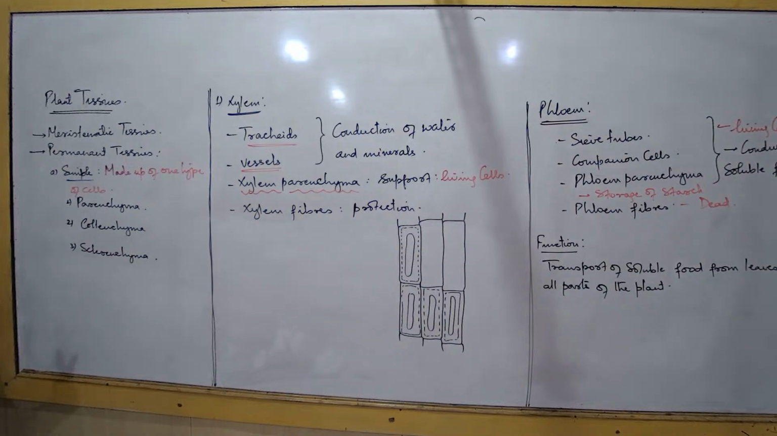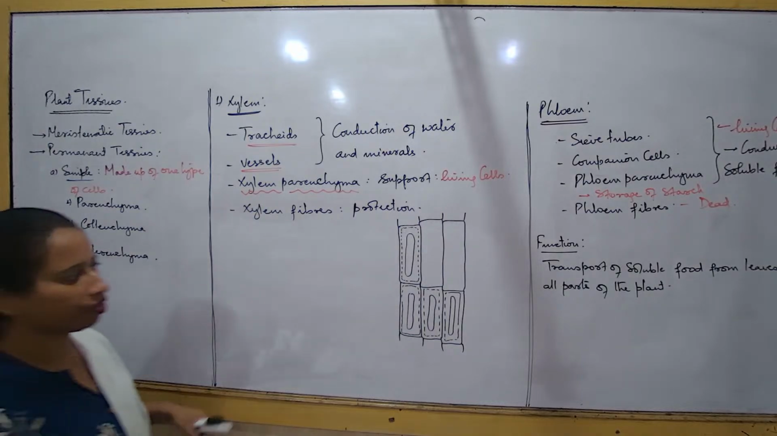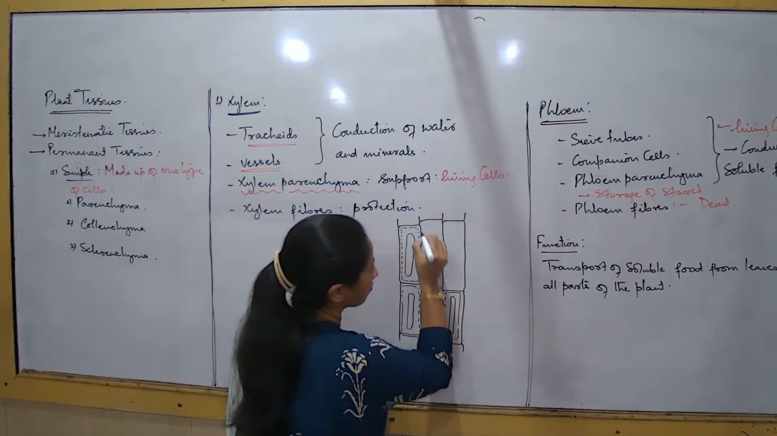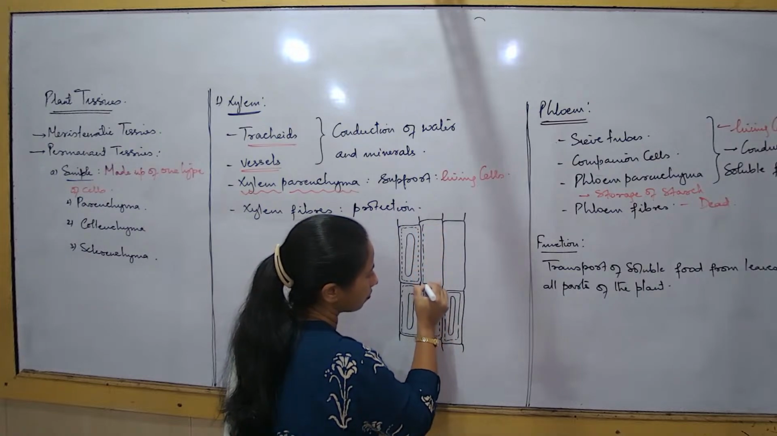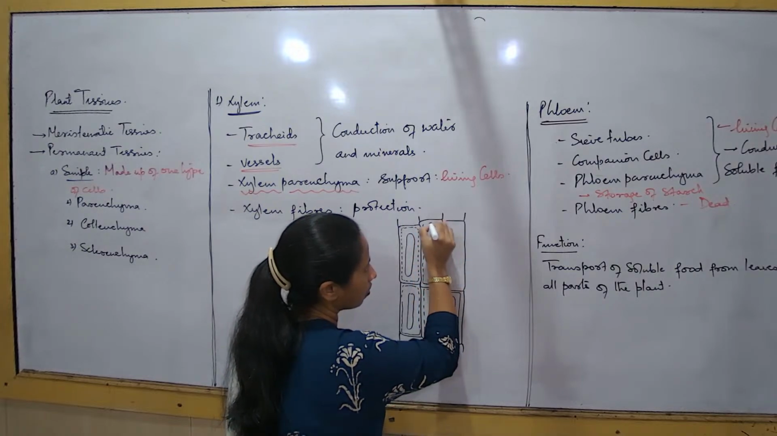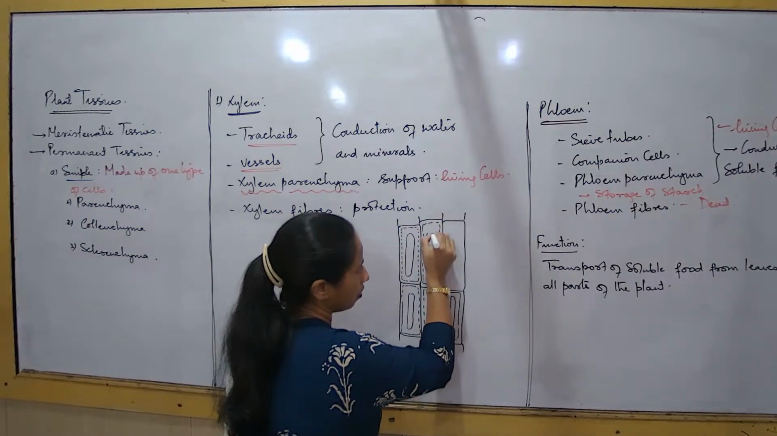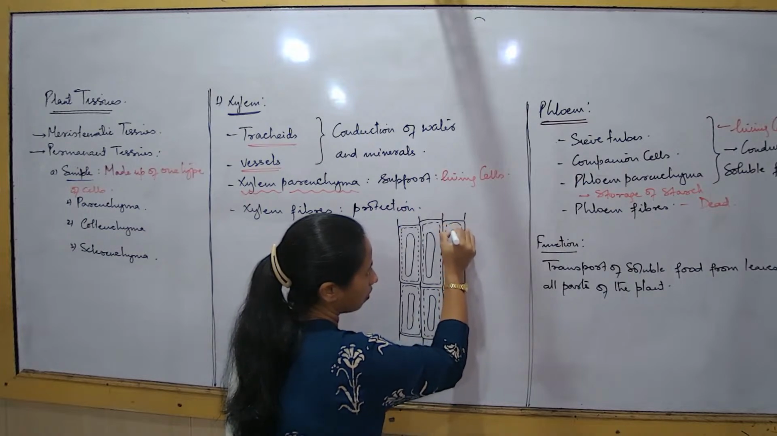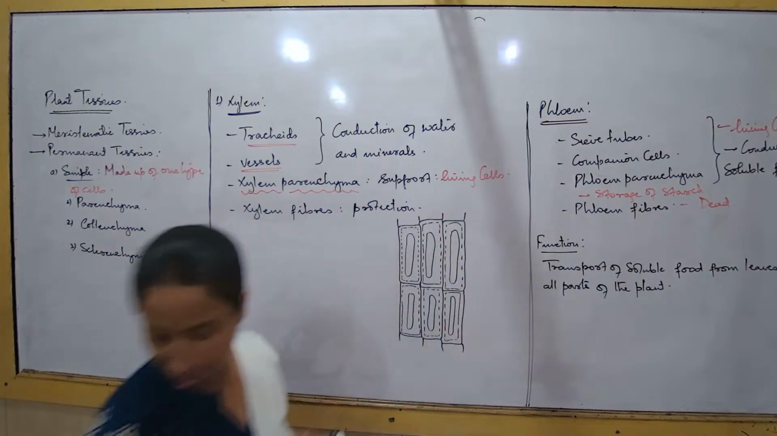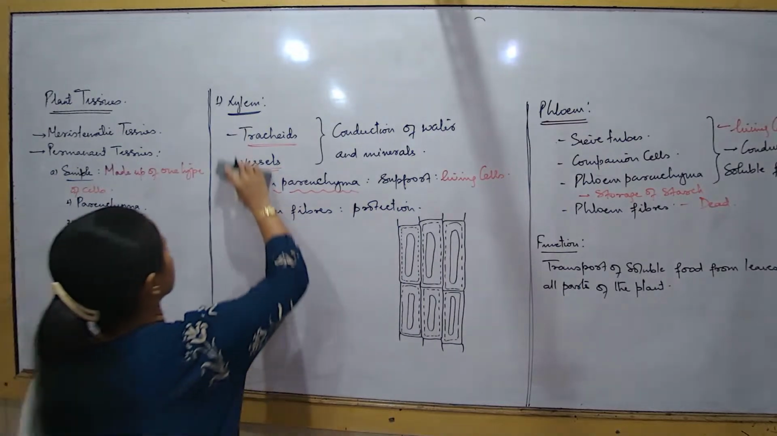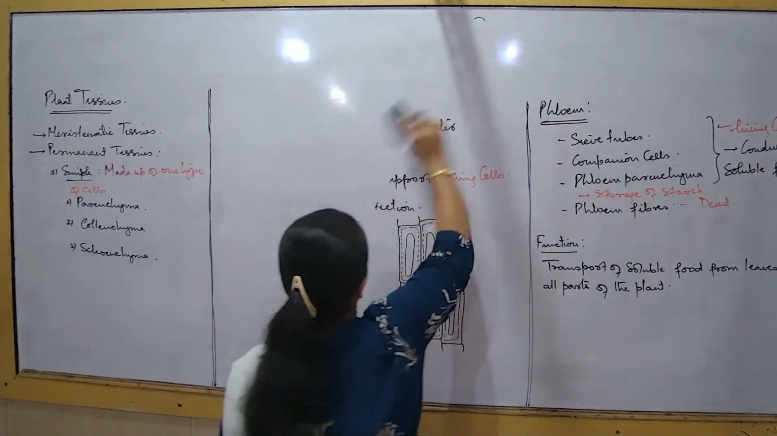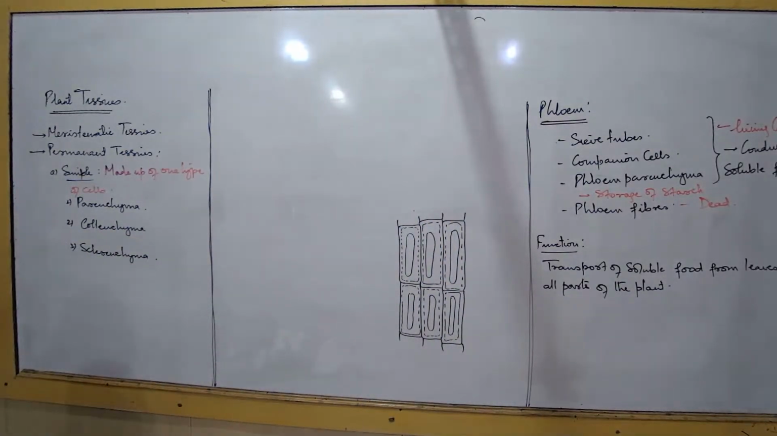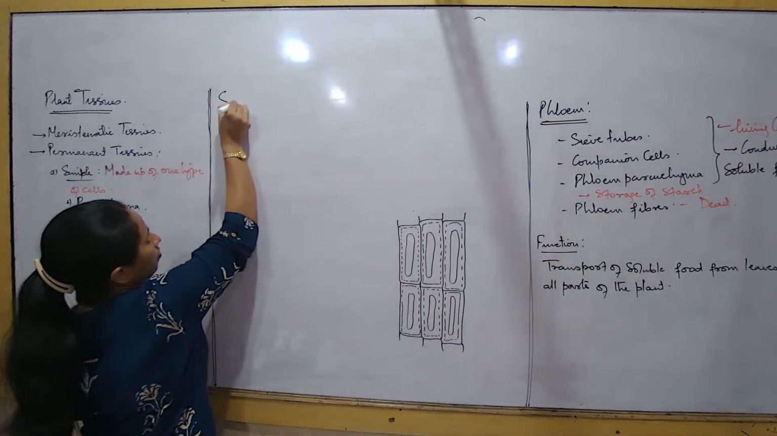Did we do this earlier? No. Yeah, come on. You'll have to draw the diagrams also along with me. Rough diagram you have to draw. This is for xylem. This is for parenchyma that I am drawing. I am talking about simple tissues now.